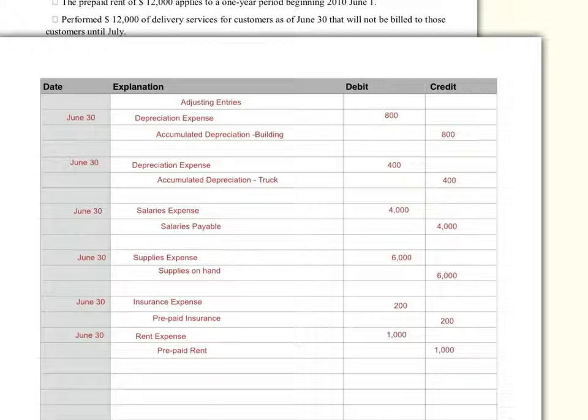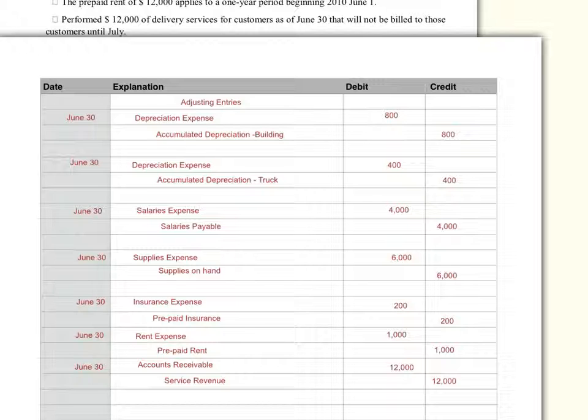Now the last adjusting entry, I performed $12,000 of delivery service for customers as of June, but I have not billed them. I will bill them in July. Nevertheless, the revenue principle states that I must recognize revenue in the month in which I have incurred it. So therefore, we do an adjusting journal entry to record this accrued revenue. So I will be receiving the money in the future, so it's debit accounts receivable, $12,000, and credit service revenue, $12,000. And that completes our adjusting entries.